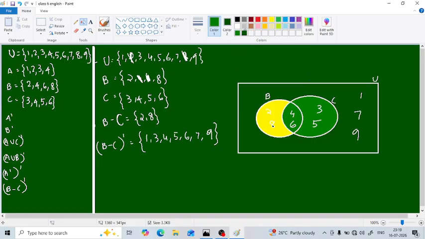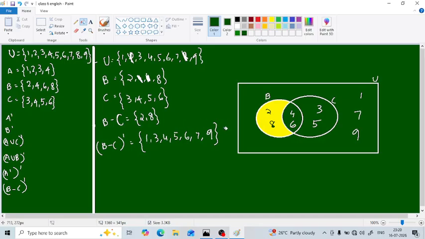So the yellow part is B minus C. Here the yellow part is B minus C. So all the remaining elements are present outside the B minus C. Okay, so what are the remaining parts that are not present in this yellow region? This moon shaped region, the half moon shaped region in yellow color forms our B. Okay, this is our B. So the remaining elements, what are they? 1, 3, 4, 5, 6, 7 and 9. That is our set. Okay, so that forms our B minus C.